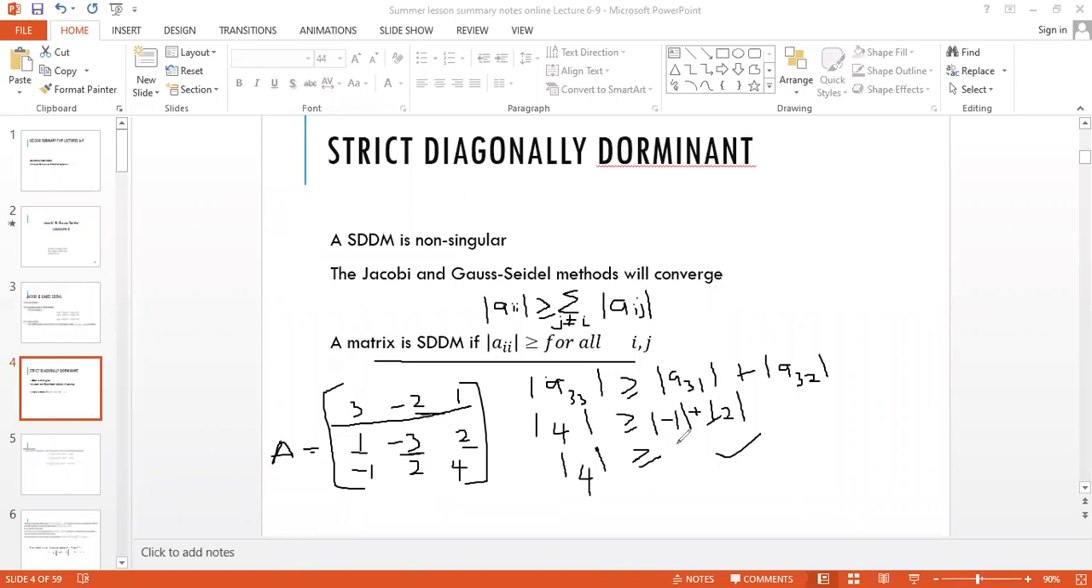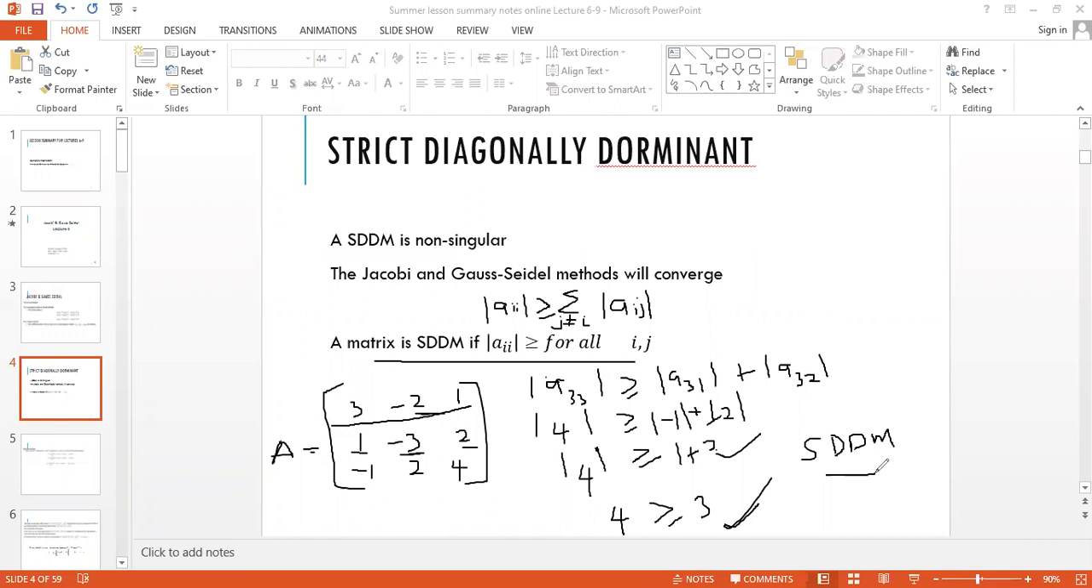Okay, this should give us 1 plus 2, which equals 3. So 4 is greater than or equal to what? 3, which also satisfies the condition. Okay, so once these conditions are satisfied for all the rows, 1, 2, 3, then we know that this matrix is SDDM, strictly diagonally dominant matrix. Okay, so once all the conditions are satisfied, we know that the matrix is a strictly diagonally dominant matrix.